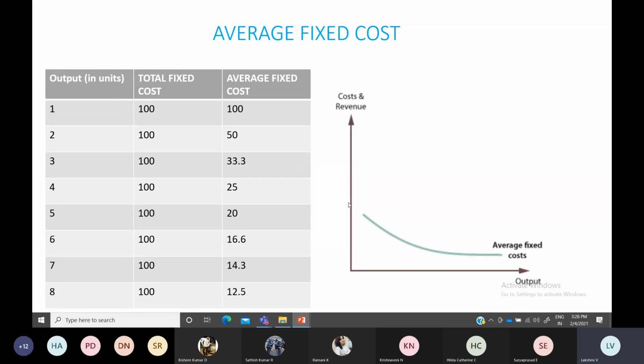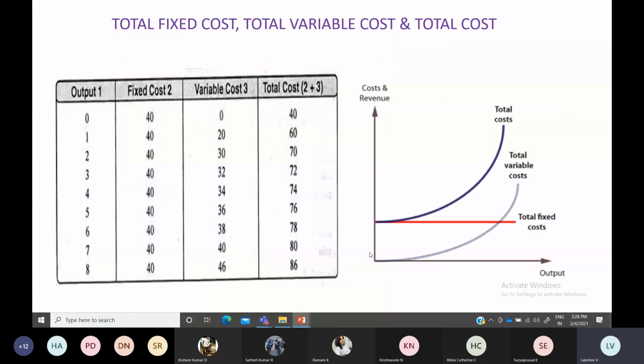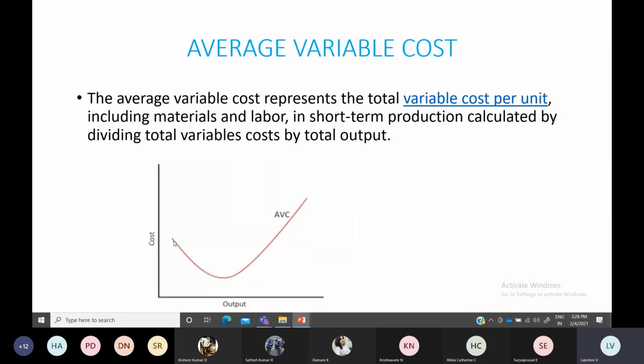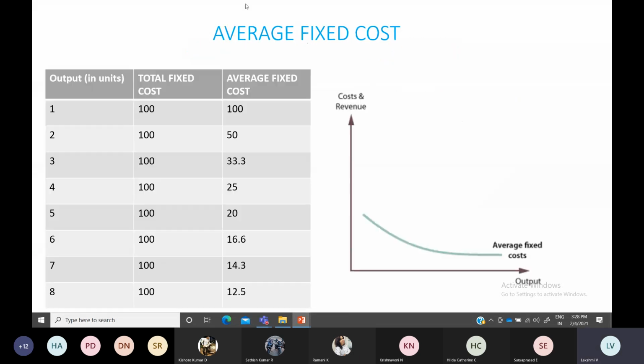Total fixed cost will be constant, but average fixed cost falls down like this. Total variable cost, if you see, starts from the origin and increases, but the average variable cost curve is different. Average variable cost is increasing, then falling, then if you see, it reaches a minimum point and increases further. Okay, so that is average variable cost. Now both these things, average fixed cost plus average variable cost, both together is known as the average cost or average total cost.